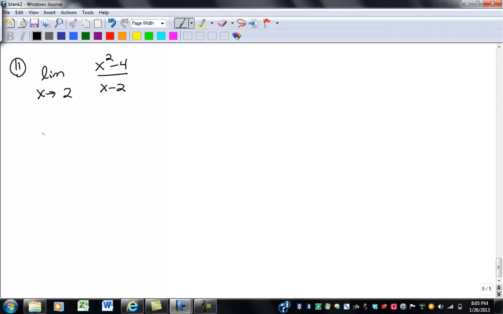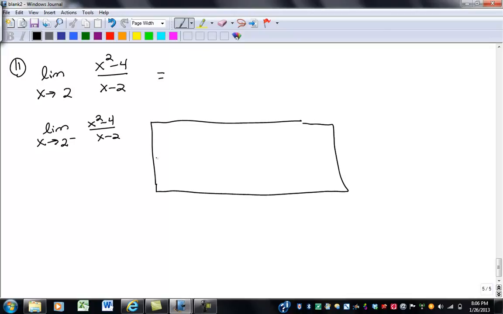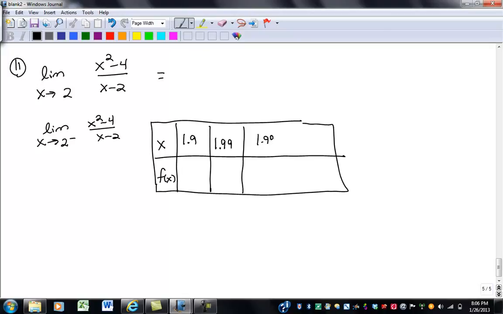Well, one way to look at the limit is to find the left-sided and the right-sided limit. So if I look at the limit of x squared minus 4 over x minus 2 as I approach 2 from the left, that means I need to plug in numbers smaller than 2. X and f of x. So in number 11, this is 1.9, 1.99, 1.999, and a 1 with 4 nines. This will give us an idea of the limit as I approach 2 from the left. So what I'm going to do is plug these into my calculator and see what I get.